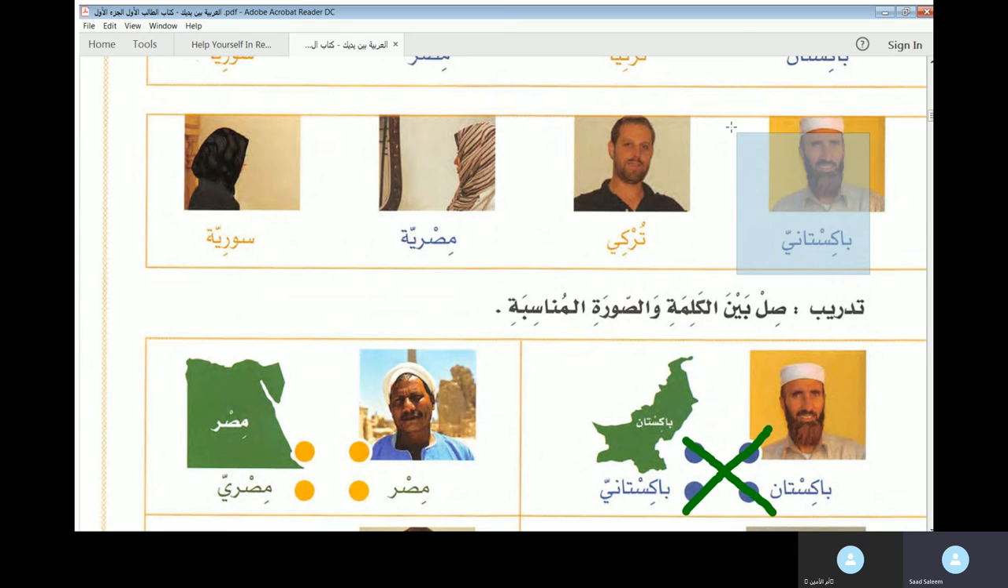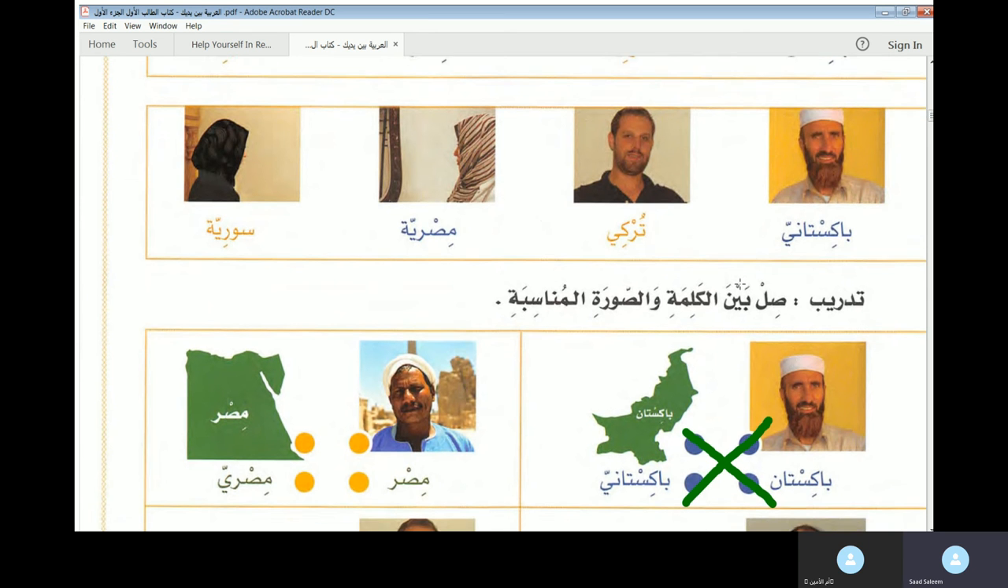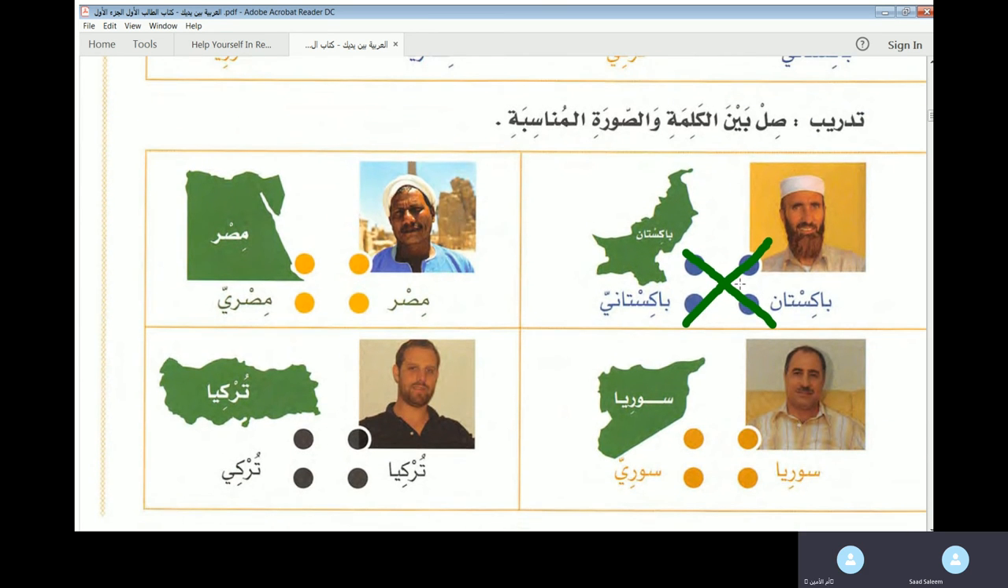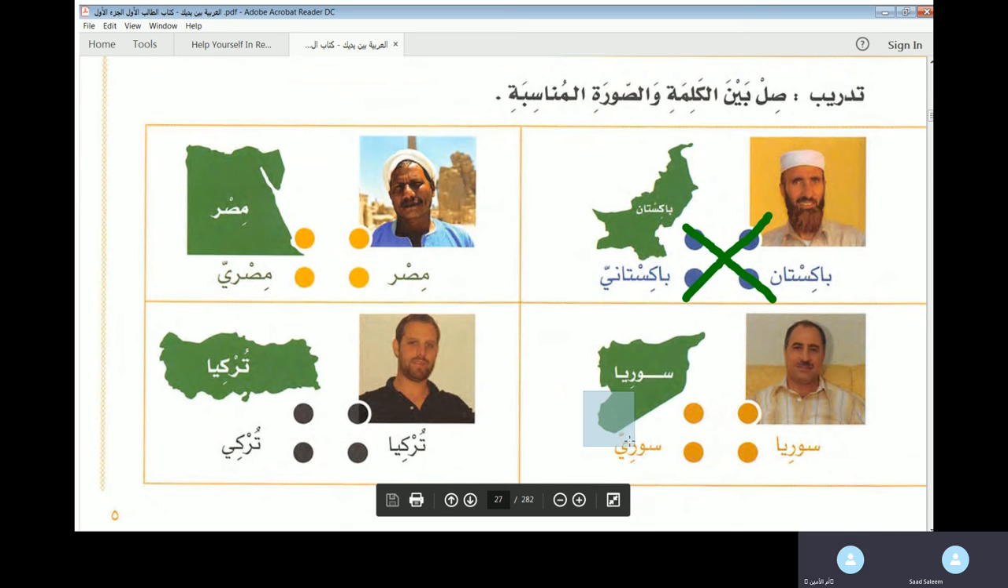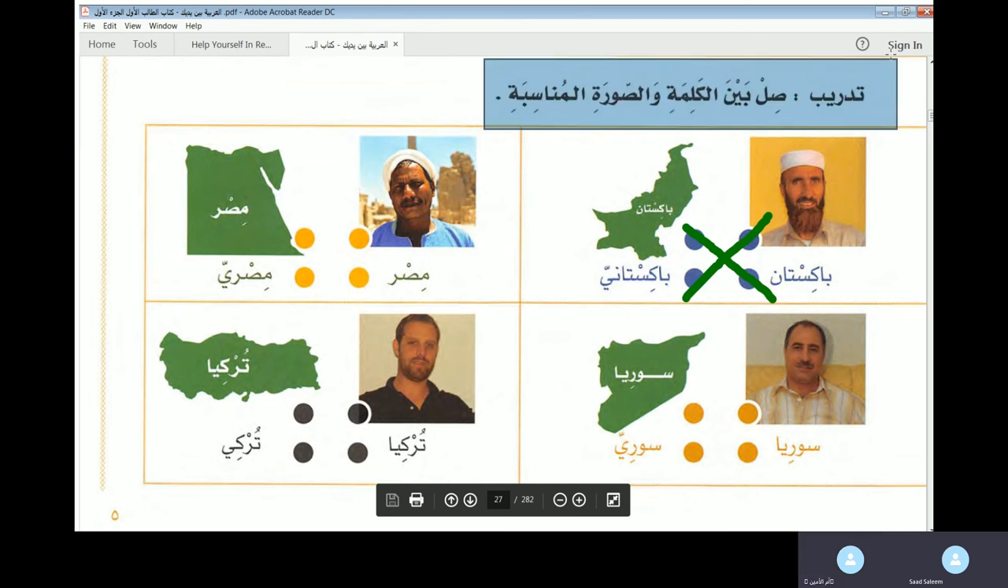What will a Pakistani woman be called in Arabic? Pakistaniya. Okay. And a Turkish woman? Turkiya. And an Egyptian man? Misri. And a Syrian man? Suri. We just add ya at the end, okay? Then this ya.